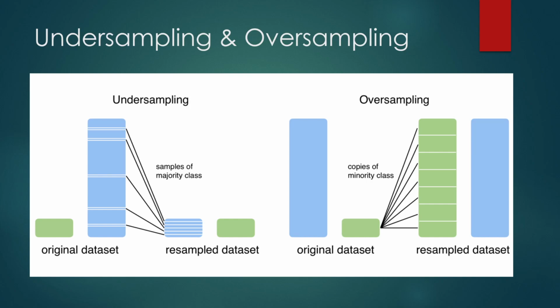I will now talk about two different methods of solving. We have undersampling and oversampling. Here we can see that the original dataset is unbalanced. We can undersample it to reduce the majority class so that it is in line with the minority class, or we can oversample by increasing the minority class to match that of the majority class.